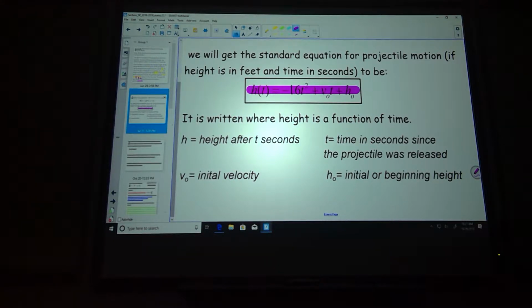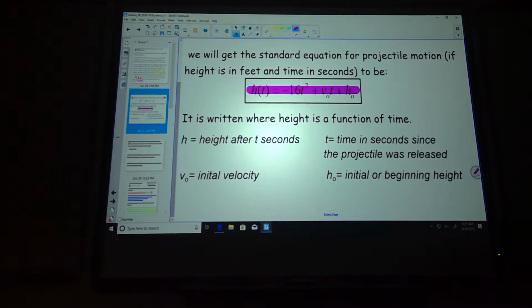We will have it throughout the class. It actually will save you in science classes later in school. And then h naught is the initial height. So if it starts from the ground, the initial height is 0. If it starts on top of a building, the initial height is the height of the building.